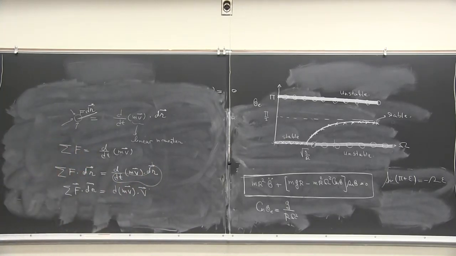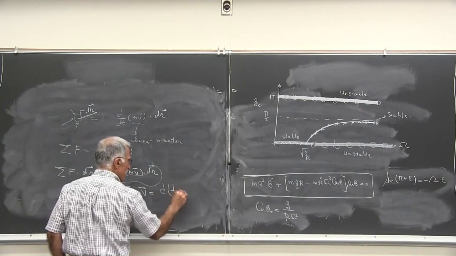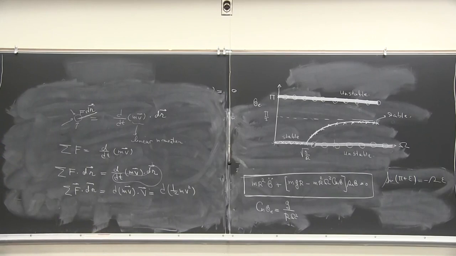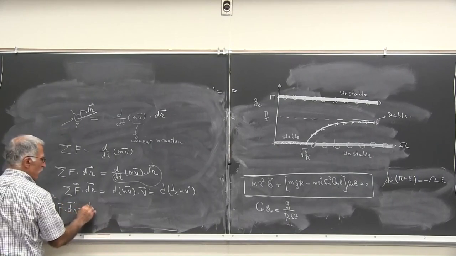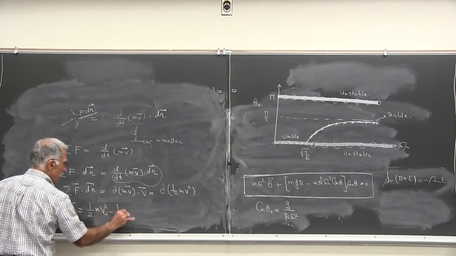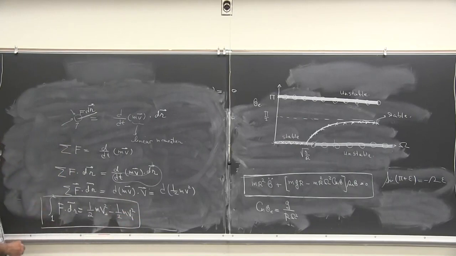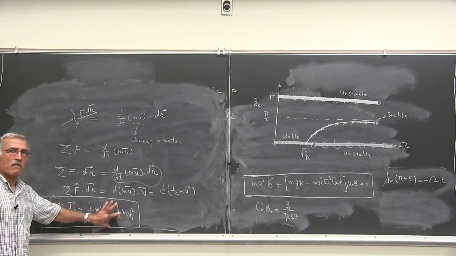And because the v and mv are in the same direction, basically, then you can say this is equal to d of 1/2 mv squared. And if you integrate this expression, integration from position 1 to position 2 of F dr, it becomes equal to 1/2 mv2 squared minus 1/2 mv1 squared. And this is called work and energy, or kinetic energy. This is called the change of kinetic energy, 1/2 mv squared.